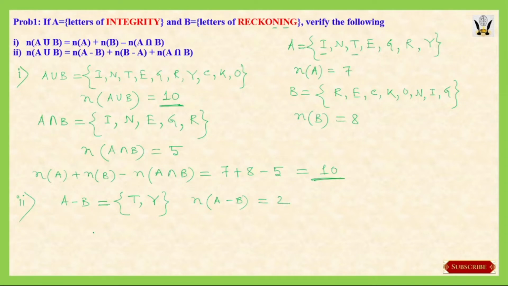Next we have to perform the difference between B and A. That means we will consider those elements of B which belong to B only, but they don't belong to A.